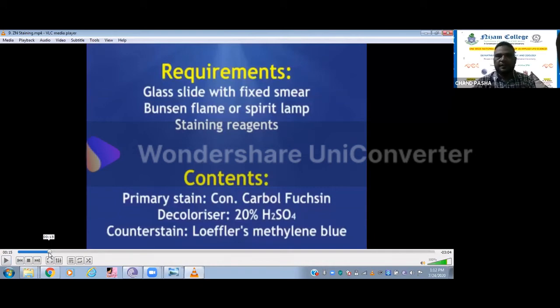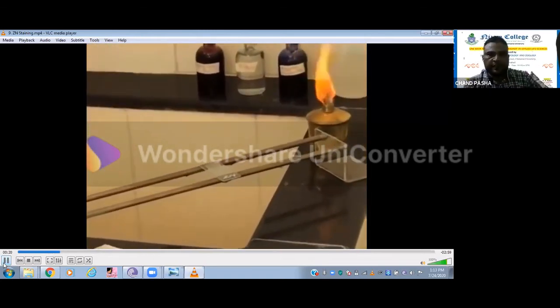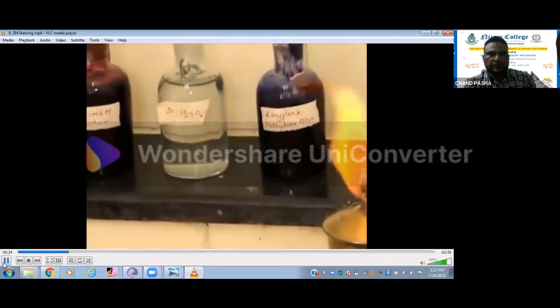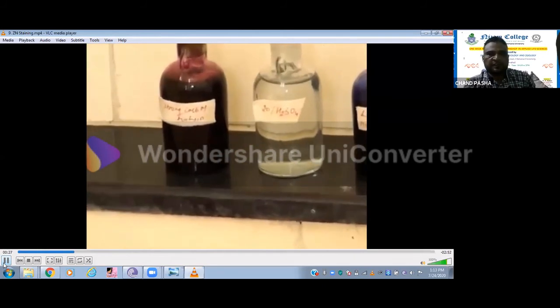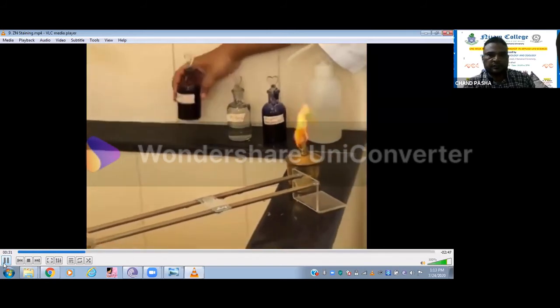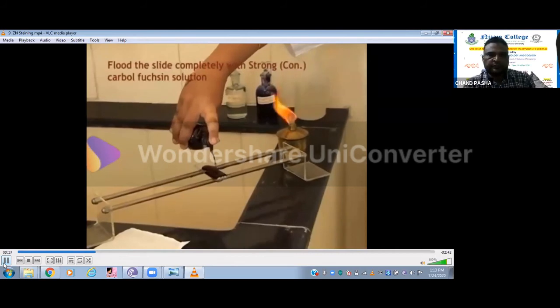So your carbolfuchsin is a dark red color. Methylene blue is blue in color. So your bacteria will appear reddish to pinkish color in a blue background. On a slide stand, we'll be taking the smear. It is better if you can have the sputum processed by the Petroff method. And we'll be adding concentrated carbolfuchsin first. Strong carbolfuchsin solution.